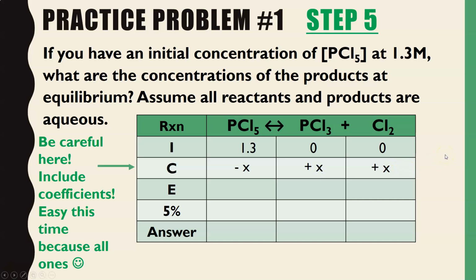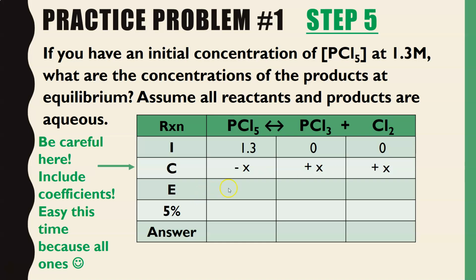You have to make sure that you take your coefficients into account in this change row. If I had had a 2 over here, then this would be 2x. If this had had a 3 over here, this would be minus 3x. So your coefficients are going to show up in this row. Make a note to yourself in your notebook right now. Don't forget your coefficients. That's a common mistake.